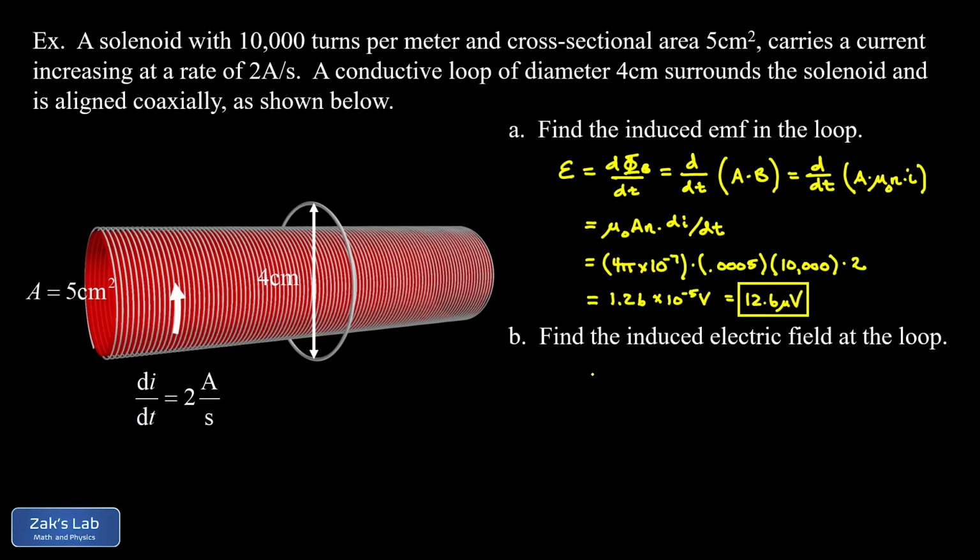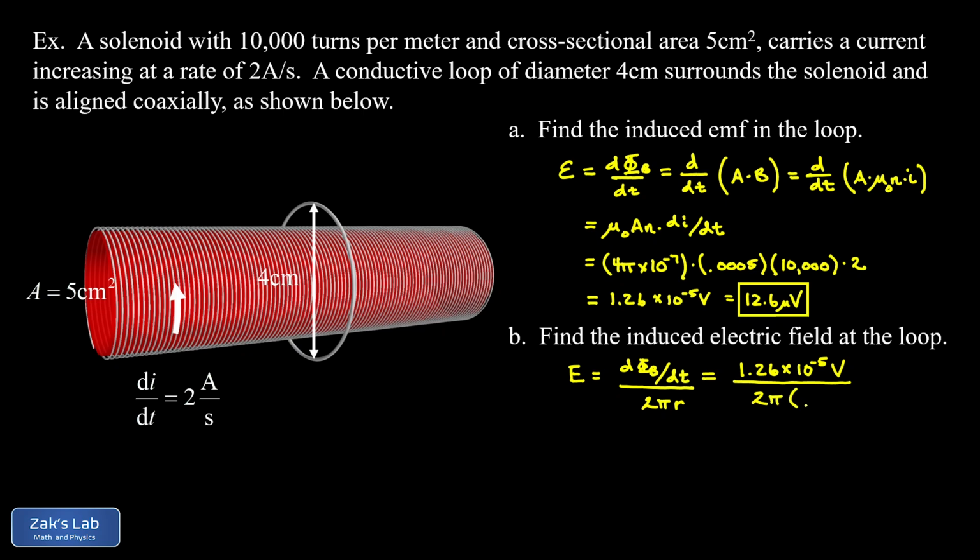Now for part B, we're trying to compute the induced electric field at the loop. And we've already discovered that, at least ignoring minus signs, this is just the rate of change in the magnetic flux captured by the loop, then divided by 2 pi times the radius of the loop. Well, all we did in part A was actually do that rate of change in the magnetic flux calculation. So we can just take that previous number, and that's 1.26 times 10 to the negative 5th volts, and then we're going to divide that by 2 pi times the radius of the loop.